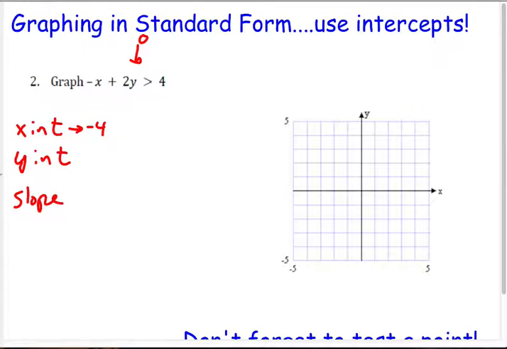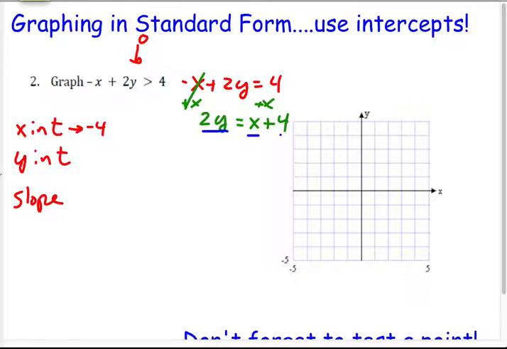If they want you to find it, that's how I would do that. Okay. Now, negative x plus 2y equals 4. Let's graph the boundary for this inequality. Solving for y, to put it in slope-intercept form, I'm going to add x to both sides. These cancel out. 2y equals x plus 4. Now I need just y, not 2y, so I'm going to divide both sides by 2. y equals, there's a 1 in front of that x, 1/2 x plus 2.